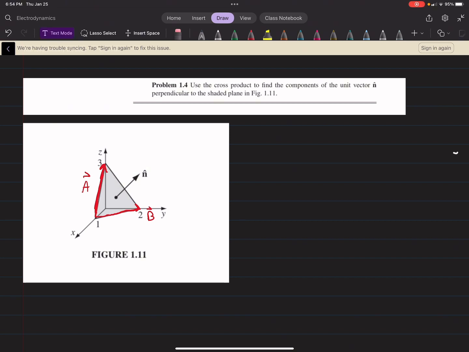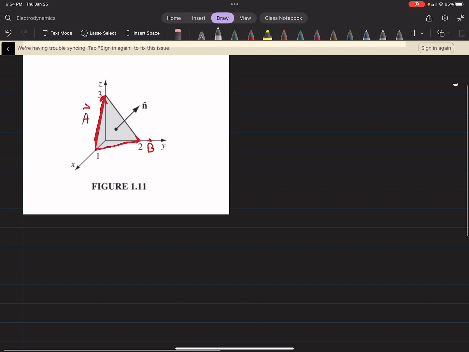And our goal here is to take the cross product of those two vectors, because we know that the cross product results in a vector that's mutually orthogonal to the two vectors you're crossing, which is the normal vector, perpendicular. Okay, so let's define what A is. A starts at the point 1, 0, 0 and goes to the point 0, 0, 3.